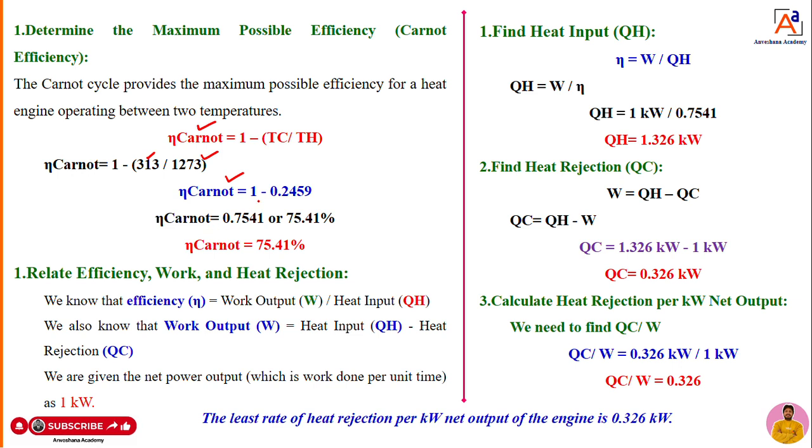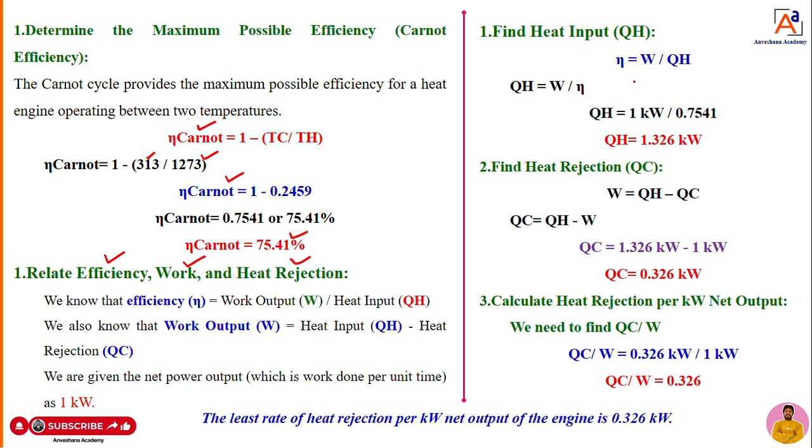So Carnot efficiency is how much? After calculating the Carnot efficiency, we are going to get the final efficiency as 75.41%. This is the Carnot efficiency. With the help of this Carnot efficiency, we can calculate the relative efficiency. We can relate this efficiency and we can calculate work done and heat rejection.